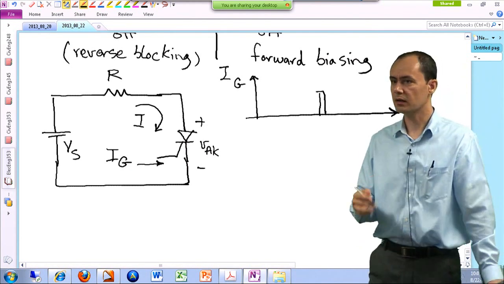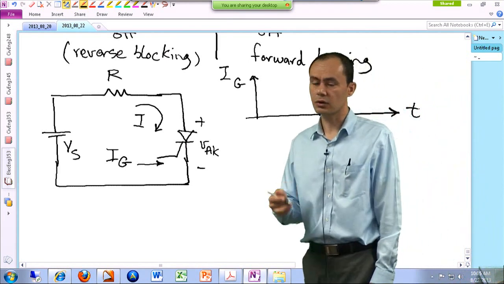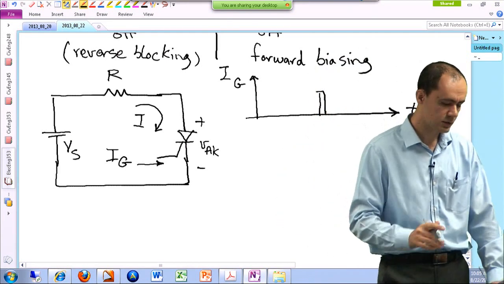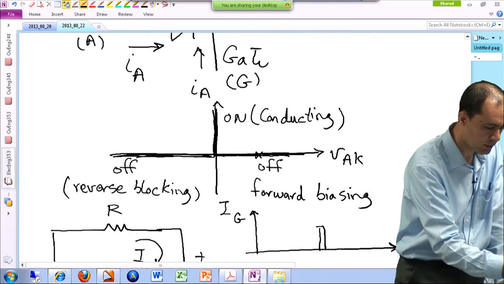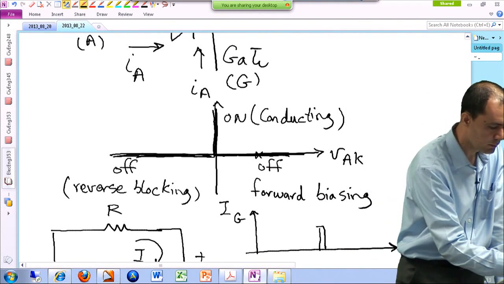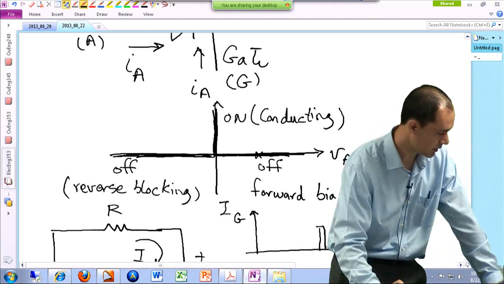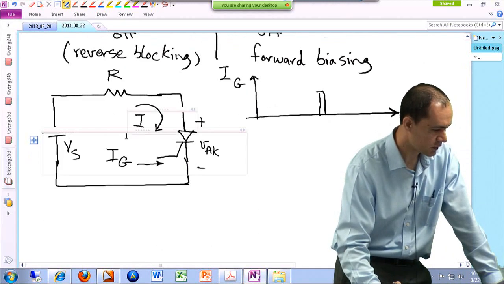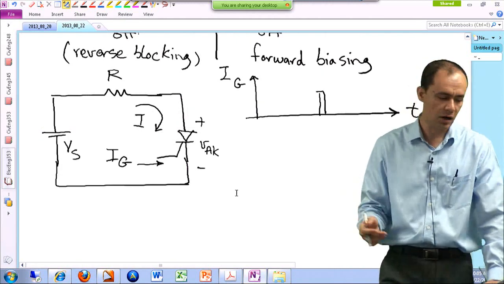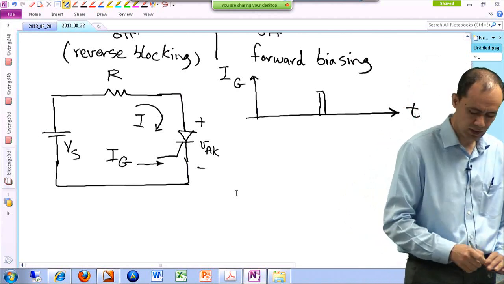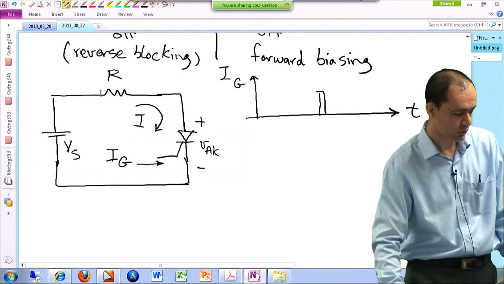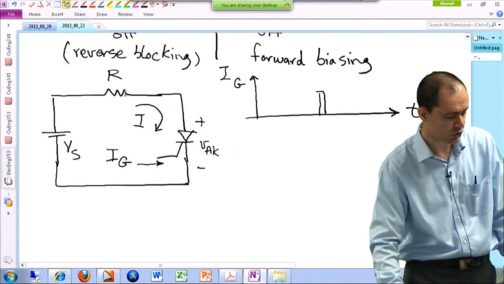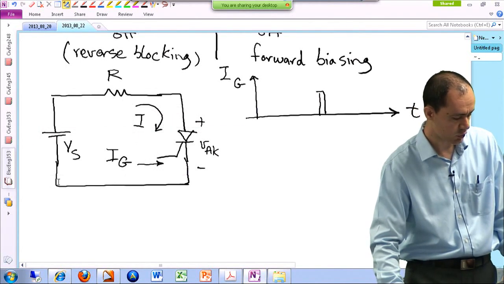Okay. So at the beginning of the experiment, the gate was not triggered yet. That means we are either here or here, and we are going to look at the circuit and see exactly where we are. So if the device is off, I don't have any current passing through the element, so there won't be any voltage drop across this resistor. So the entire voltage of the source appears across the thyristor.